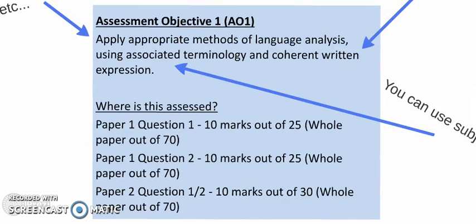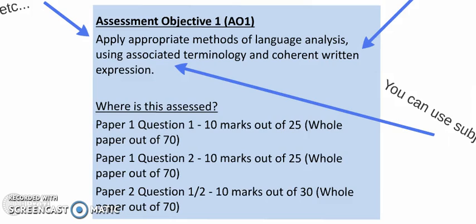So, assessment objective 1. You need to apply appropriate methods of language analysis by using associated terminology and coherent written expression. So before we look at what that means, let's just point you to where it is assessed. So this assessment objective is 10 marks out of 25 on paper 1, question 1. The whole paper's out of 70.